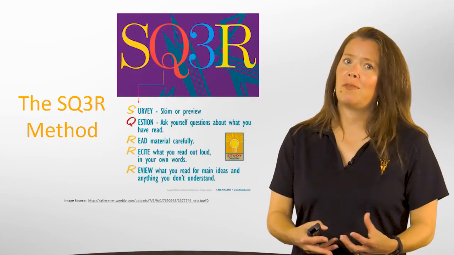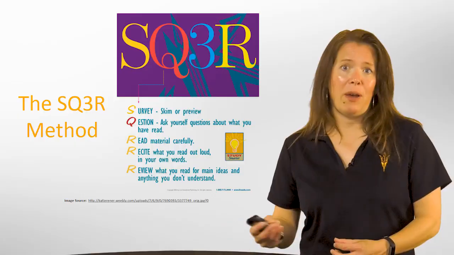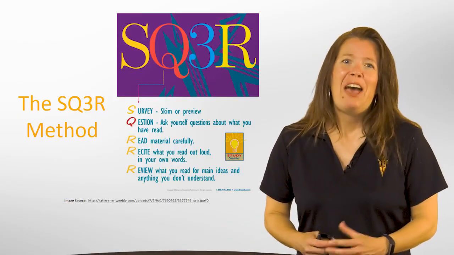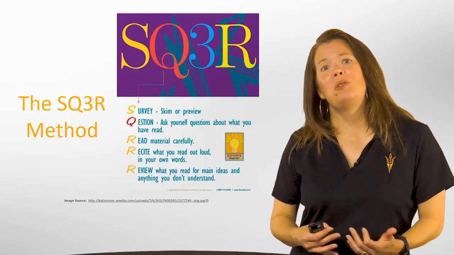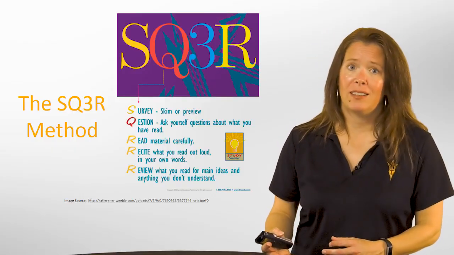Some people find that this phase is easiest to do with a friend. You can explain to them what you read about in the chapter. That way it doesn't sound like you're talking to yourself. Finally, review what you read for main ideas and anything that you didn't understand.